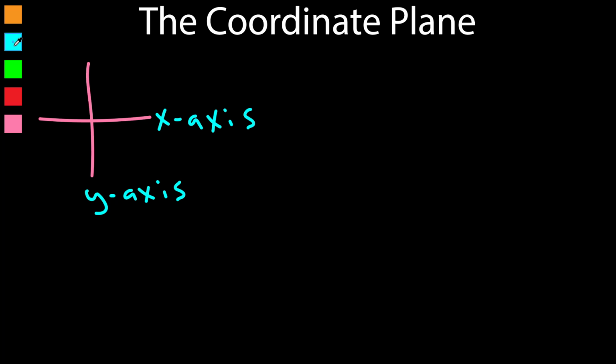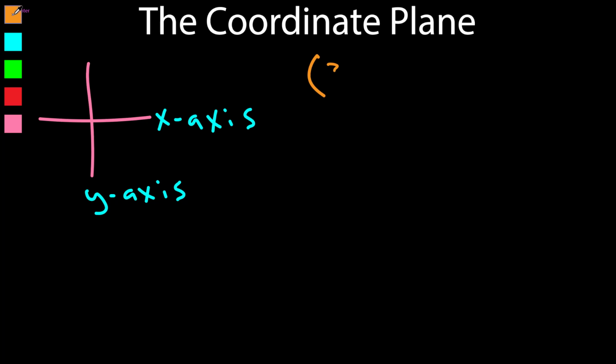The coordinate plane consists of two lines, a vertical line and a horizontal line. The horizontal line is the x-axis, and the vertical line is the y-axis. For our intents and purposes, we're going to be primarily using this today having to do with ordered pairs.